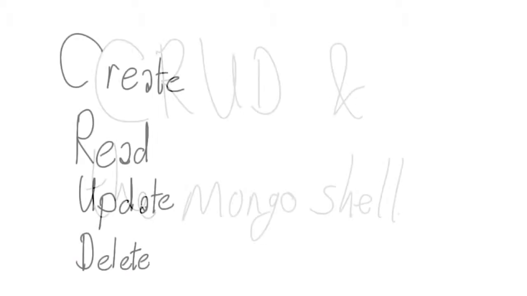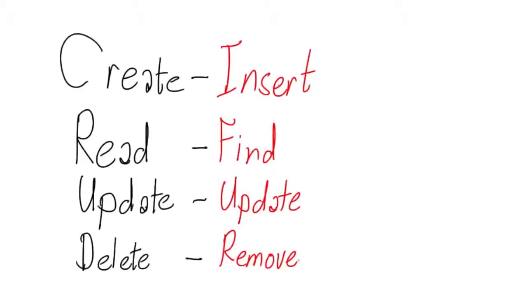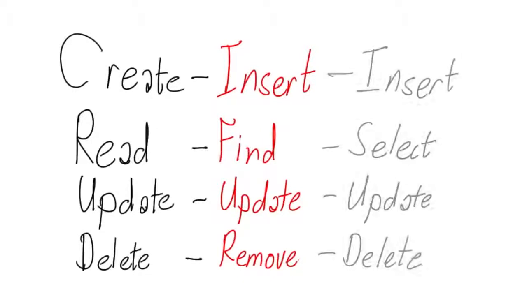CRUD, which stands for Create, Read, Update, Delete, is a pretty common acronym for describing the kinds of manipulations that you can perform on a database's records. In MongoDB terminology, we call create insert, we call read find, we call update update, and we call delete remove. These are analogous, respectively, to SQL operators insert, select, update, and delete.